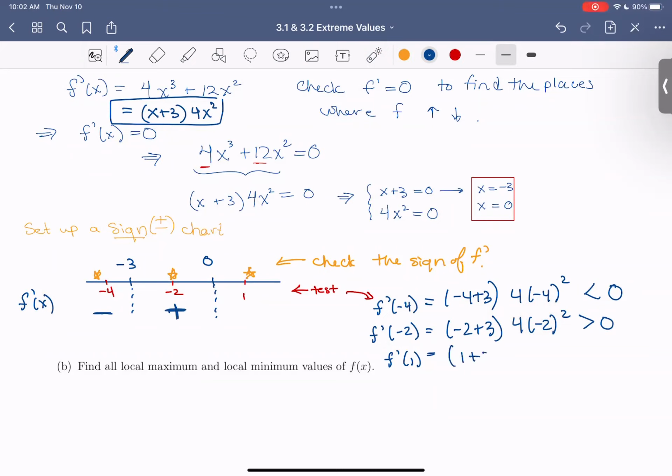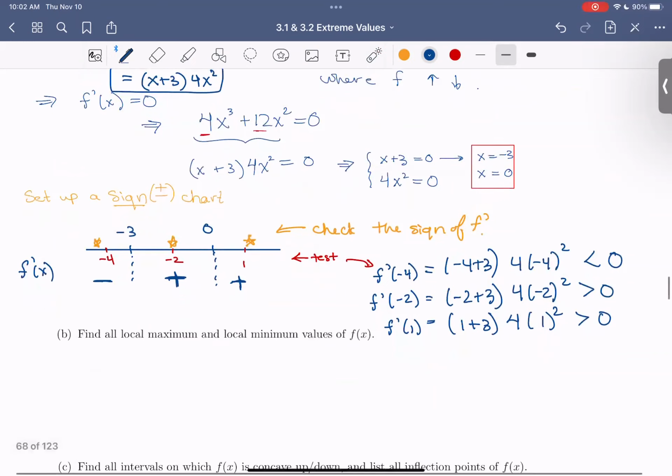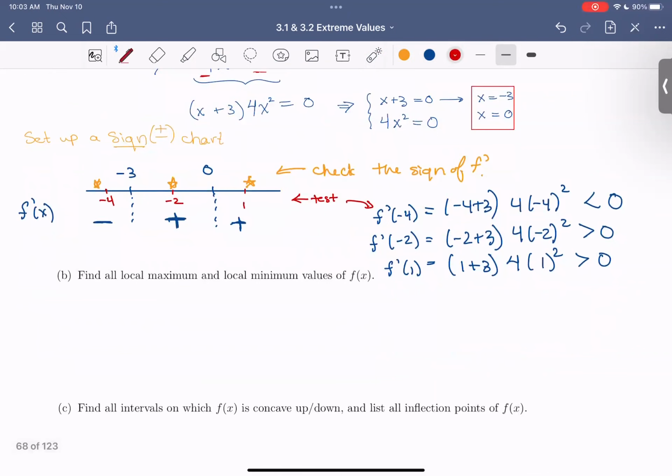So I have 1 plus 3 times 4 times 1 squared. So I have a positive. 1 plus 3 is positive, 4 is positive, 1 squared is positive. So I get positive times a positive, which is again a positive. So now we see that our function is decreasing on this interval and increasing on this interval.